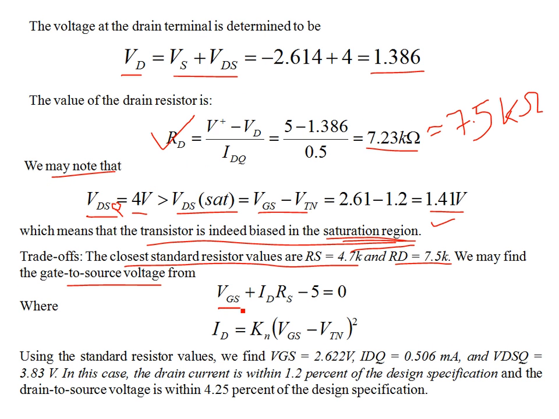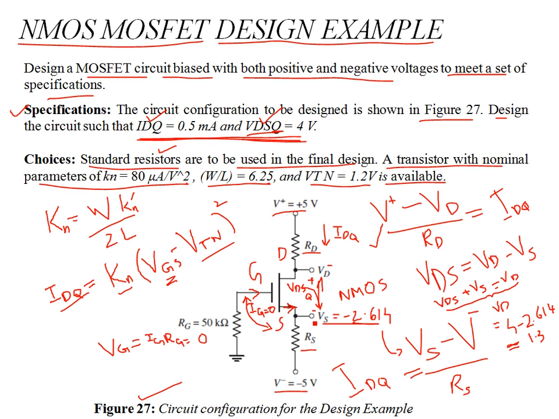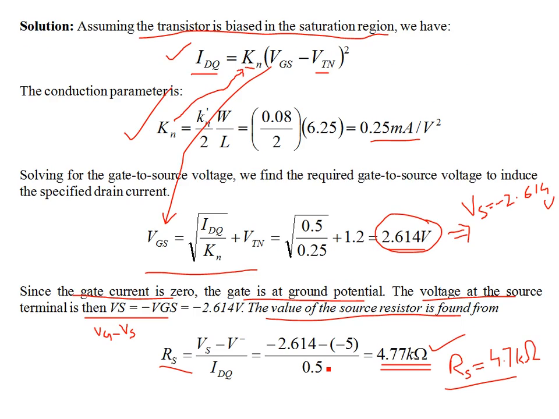It's VGS. G is 0. So you have actually VS, then ID RS. That is the same current, IDQ, but that has to be found. This is not 0.5 milliamps. Let me remove this. This is not IDQ. You have to find how much ID now deviates from IDQ. So IDRS minus 5 is equal to 0. That's your KVL here at the output branch.